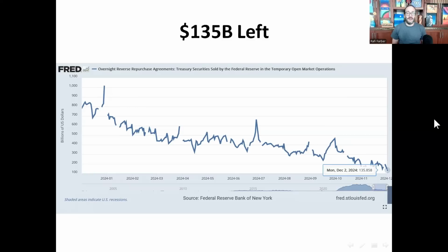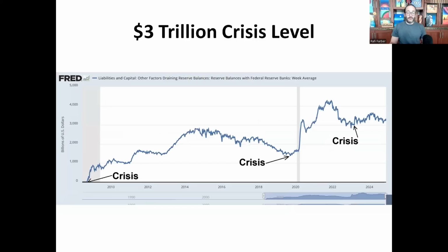We have here the latest update on the reverse repos, $135.858 billion left. They are gently sloping down, and hopefully they'll be out this month. But whether they're out this month or next month, they are still heading downward. And when they go down, we're going to see what happens, and we're going to use the recent past as a guide.